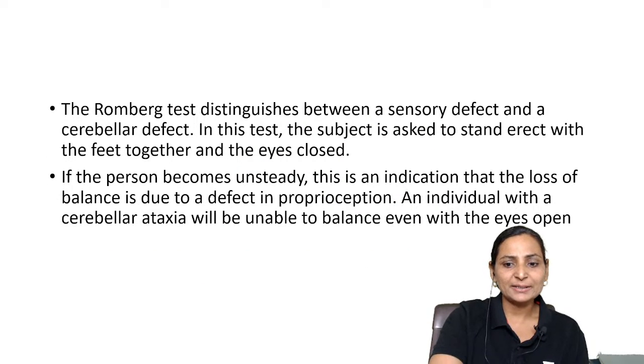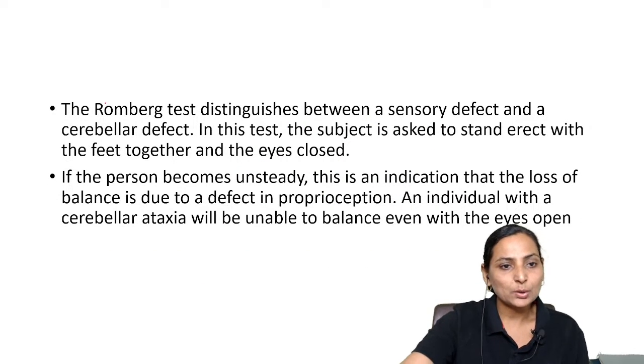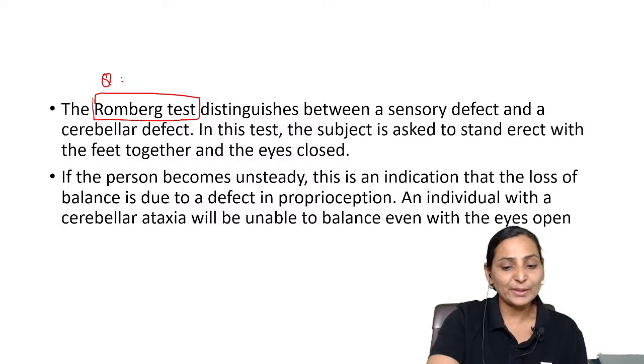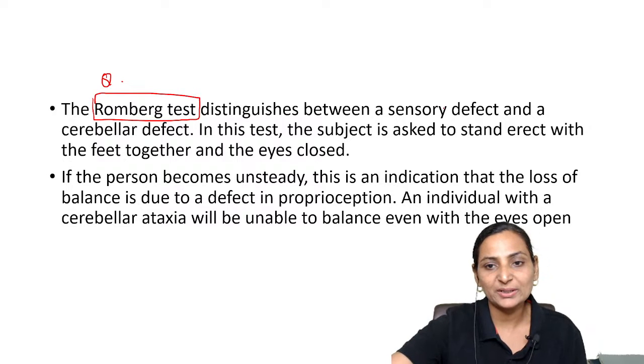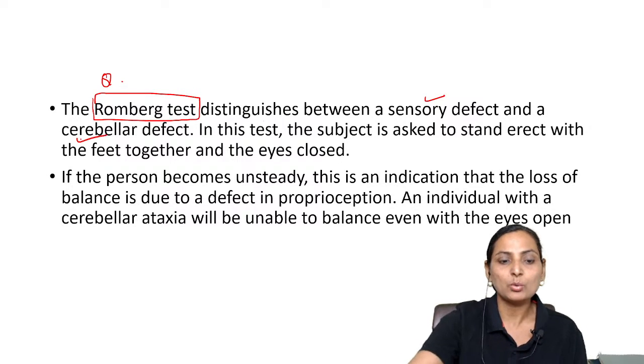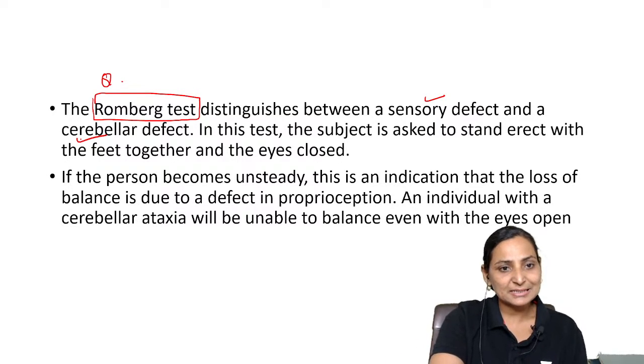Now, whenever you study ataxia, that is swaying, the common viva question which is asked to you is, what is the Romberg's test? This is something very commonly asked. What is the Romberg's test? Remember, the Romberg test distinguishes between a sensory ataxia and a motor ataxia, that is a sensory defect and a cerebellar defect. In this test, you ask the subject to stand straight with feet together and eyes closed.